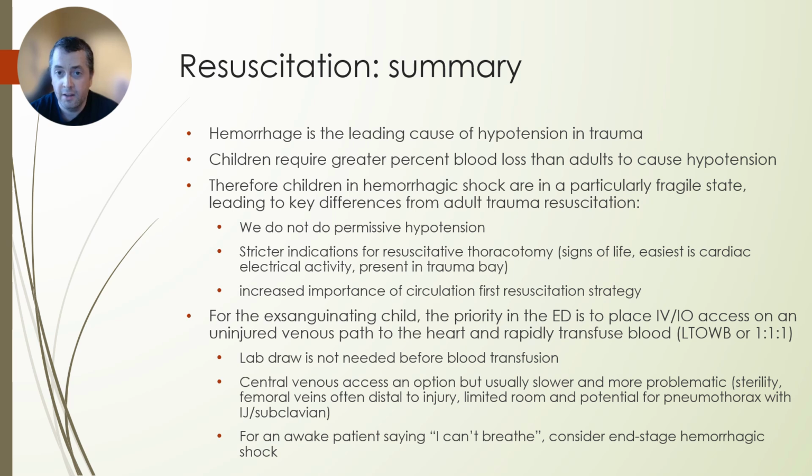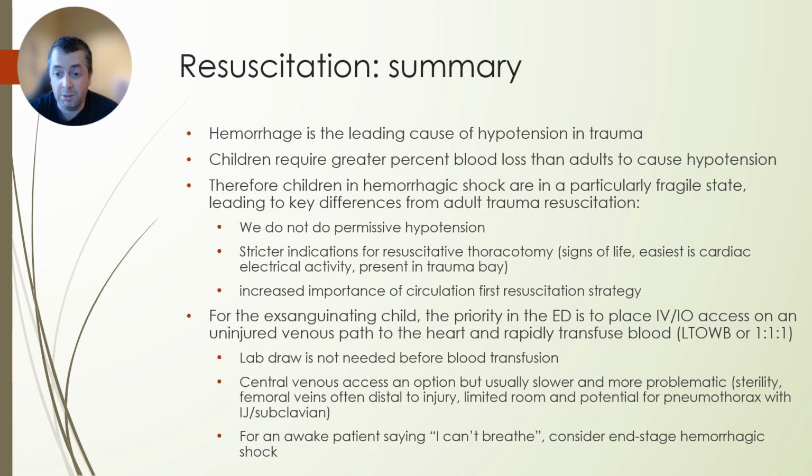Therefore, for the exsanguinating child, the priority in the ED is to obtain IV or IO access on an uninjured venous path. If they're shot in the shoulder, you don't use the arm. If they're shot in the belly, try to avoid the groins and legs, because you could be transfusing the blood into the void or into the retroperitoneum. And then after obtaining that access, to rapidly transfuse blood.